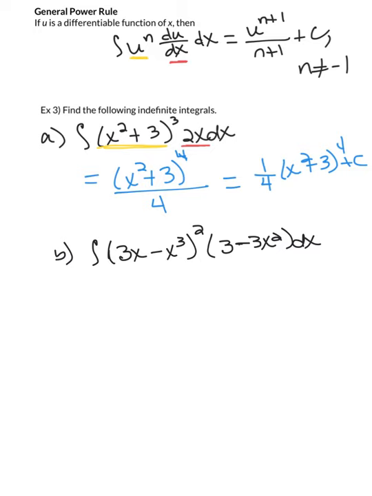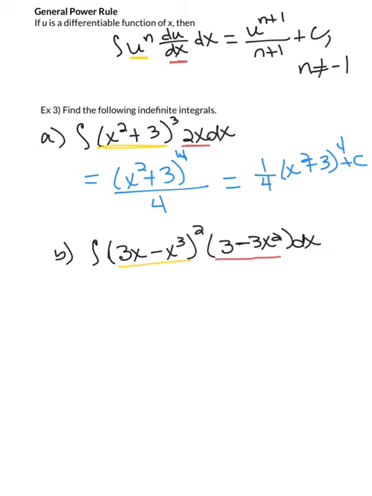On example B, we have the integral of the quantity 3x minus x cubed squared times the quantity of 3 minus 3x squared dx. What you look for is your quantity to the power, that is the 3x minus x cubed being raised to the second power. Check and see if what comes after it is the derivative of the inside. Is 3 minus 3x squared the derivative of 3x minus x cubed? Yes, it is. So this meets our general power rule.